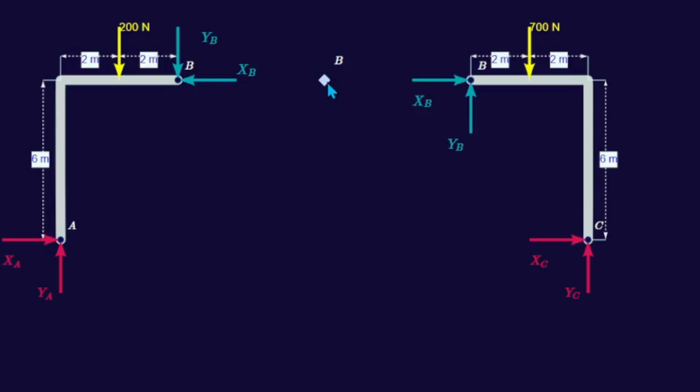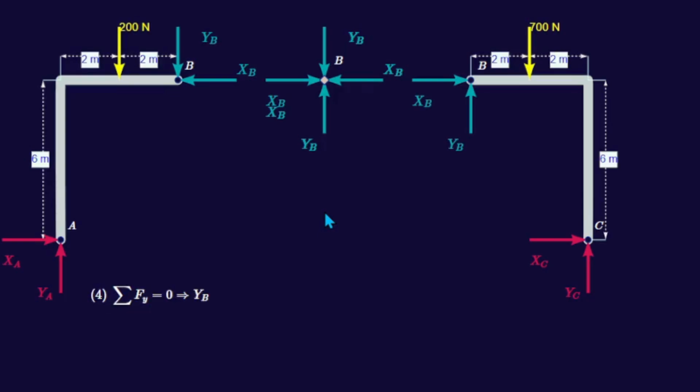3. Apply equilibrium equations. For each member, apply the equilibrium equations to determine the unknown reactions. The equilibrium of the member AB. 1. The moment about B, we obtain XA. 2. The equilibrium in the X direction, we get XB. 3. The equilibrium in the Y direction, we obtain YB.